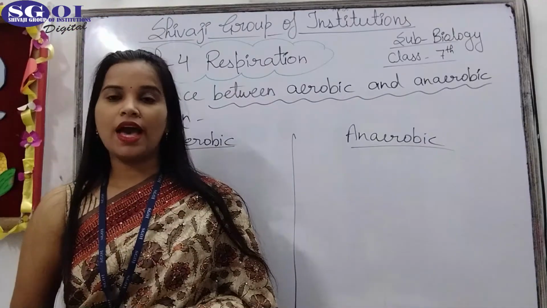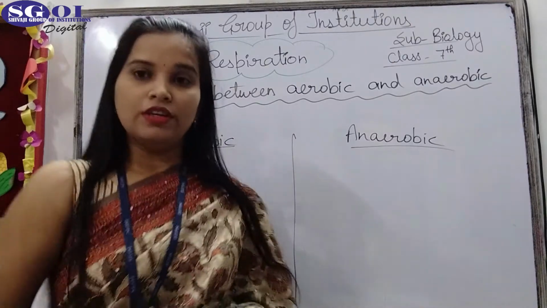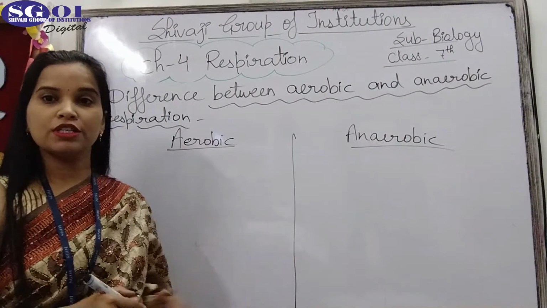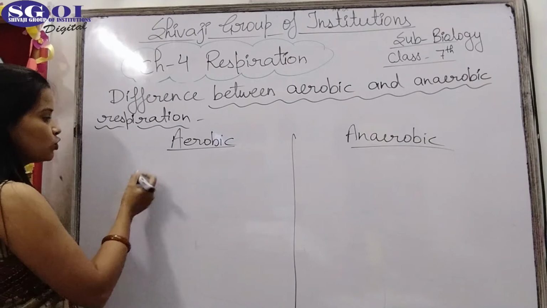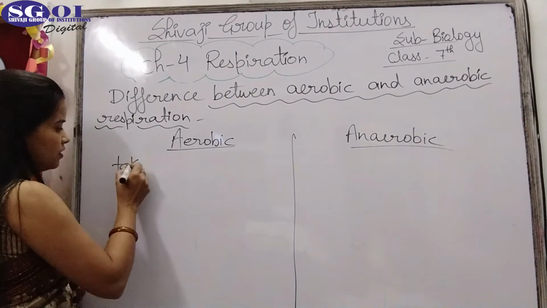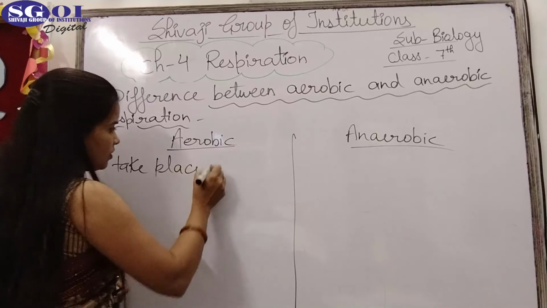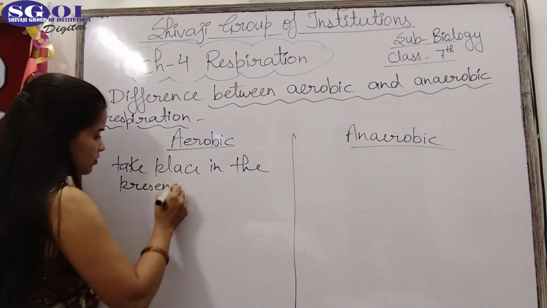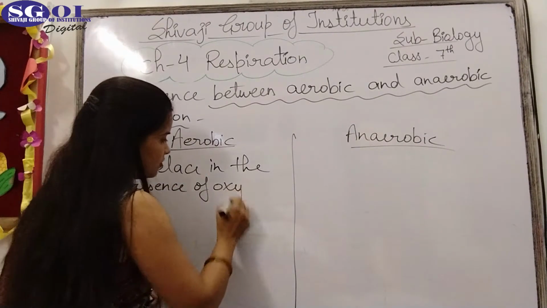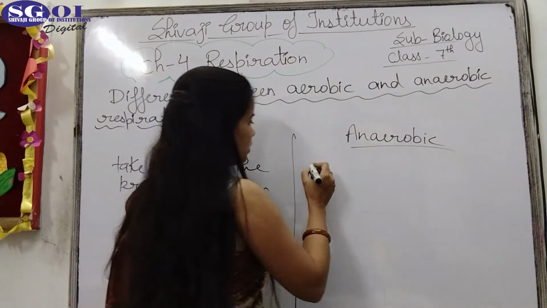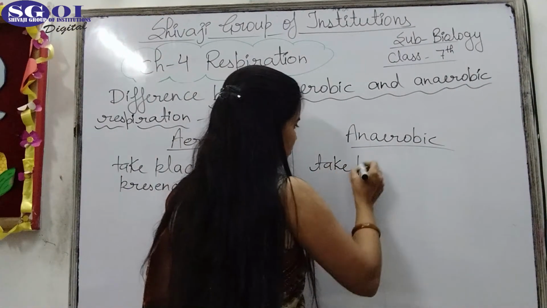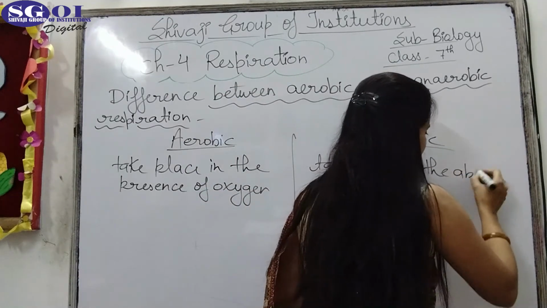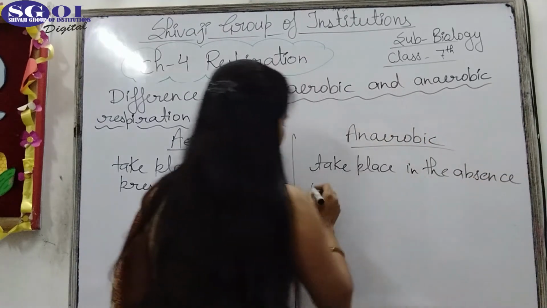Next is the difference between aerobic and anaerobic respiration. So what is the main difference between aerobic and anaerobic respiration? First, aerobic respiration takes place in the presence of oxygen, but anaerobic respiration takes place in the absence of oxygen.